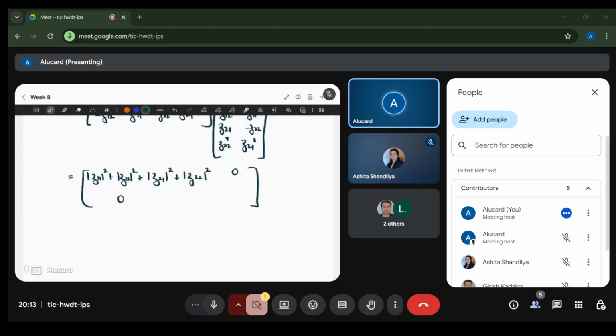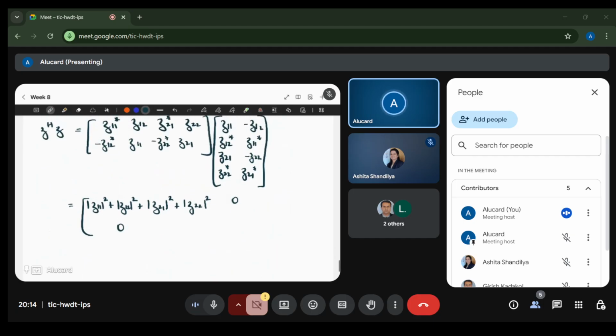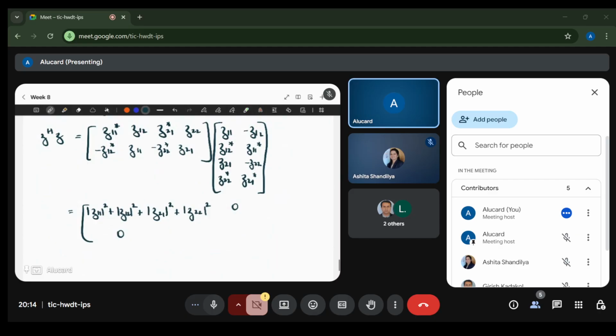Similarly, this term will also be 0. And this term will again be mod Z12 mod Z11 whole square plus.